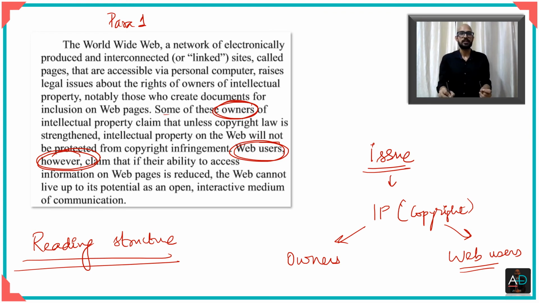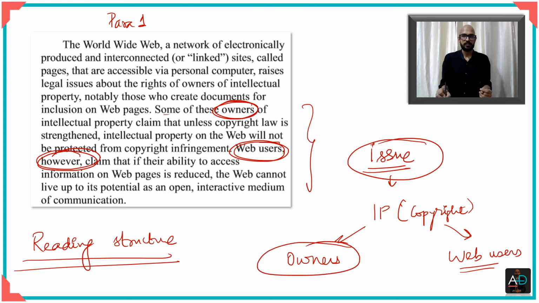You can see that by having seen the first and the second sentence, you have been able to identify the issue. You've been able to identify the two parties. Of course, I may be wrong, but I've been able to anticipate what's going to happen next. So what are the owners saying?